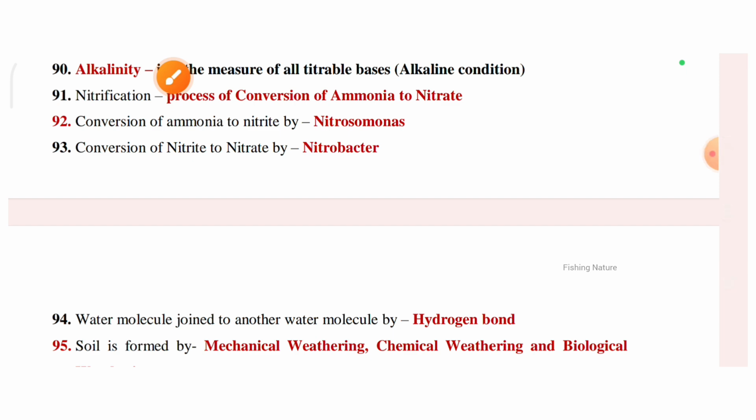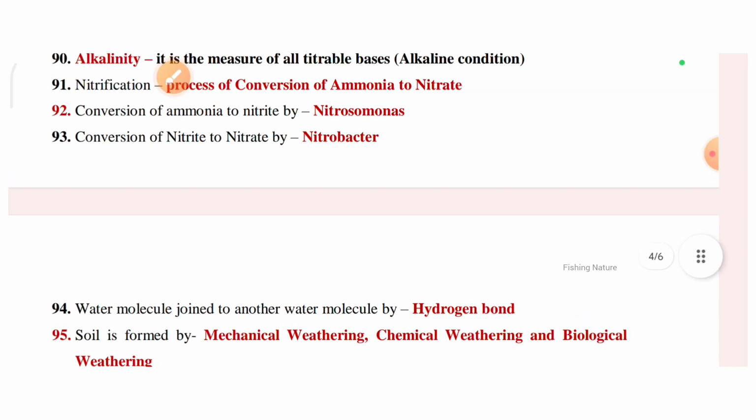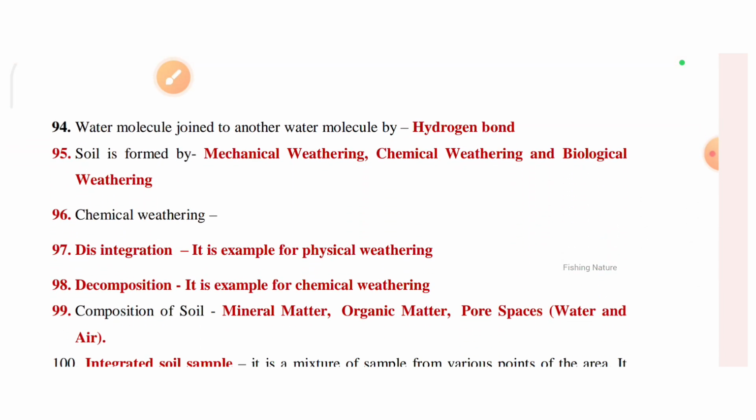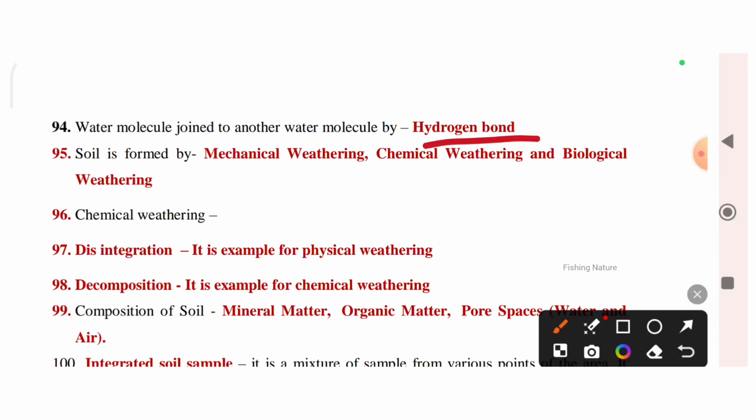Next one, the conversion of nitrite to nitrate is by the bacteria Nitrobacter. Conversion of ammonia to nitrite is by Nitrosomonas. Next, a water molecule is joined to another water molecule by a hydrogen bond. Soil is formed by mechanical weathering or chemical weathering.